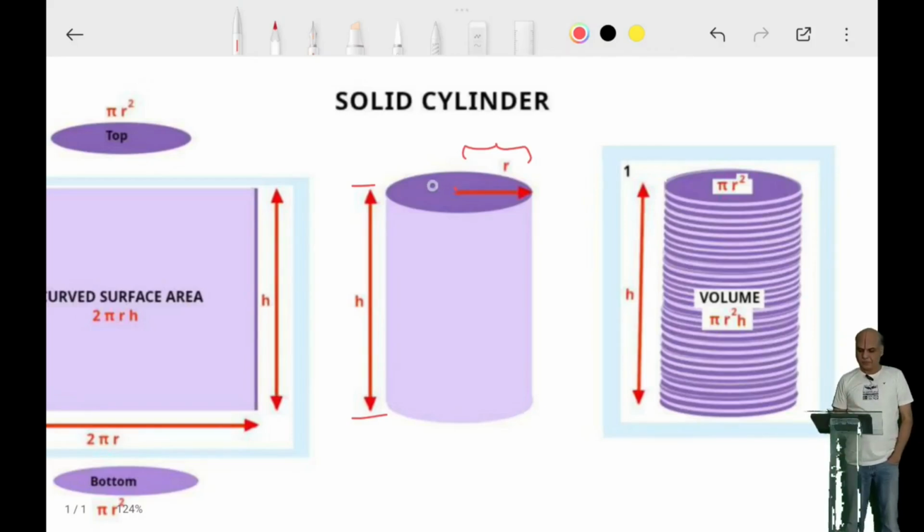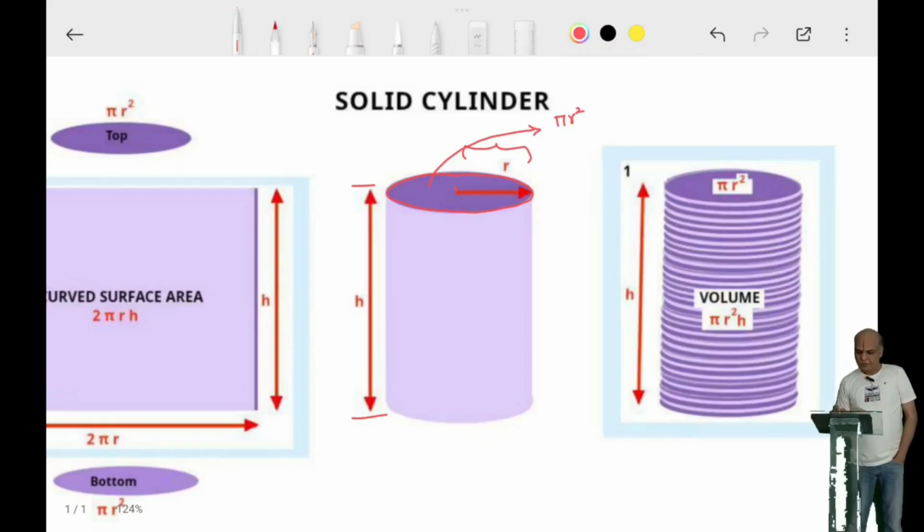Now, what would be the area of this top surface, this top circle? Because r is the radius, pi r square would be the area of this top circle.